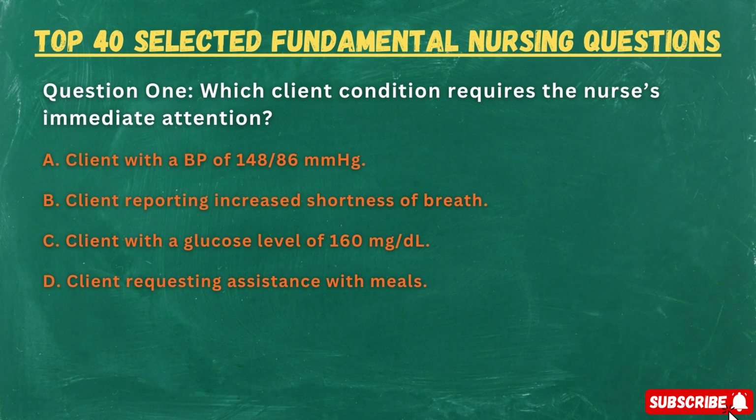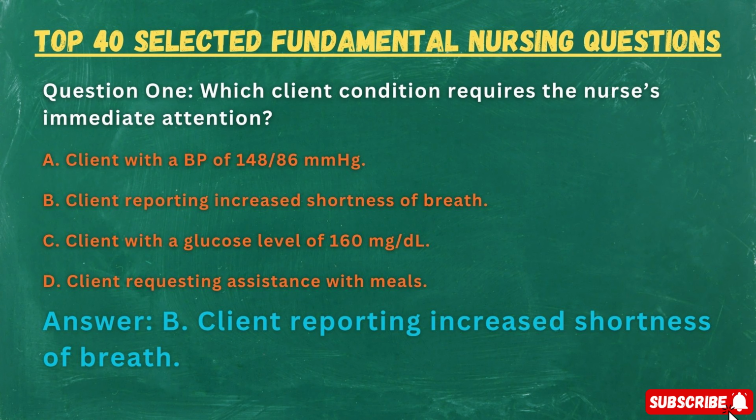Question 1. Which client condition requires the nurse's immediate attention? A. Client with a BP of 148/86 mmHg. B. Client reporting increased shortness of breath. C. Client with a glucose level of 160 milligrams per deciliter. D. Client requesting assistance with meals. Answer. B. Client reporting increased shortness of breath.